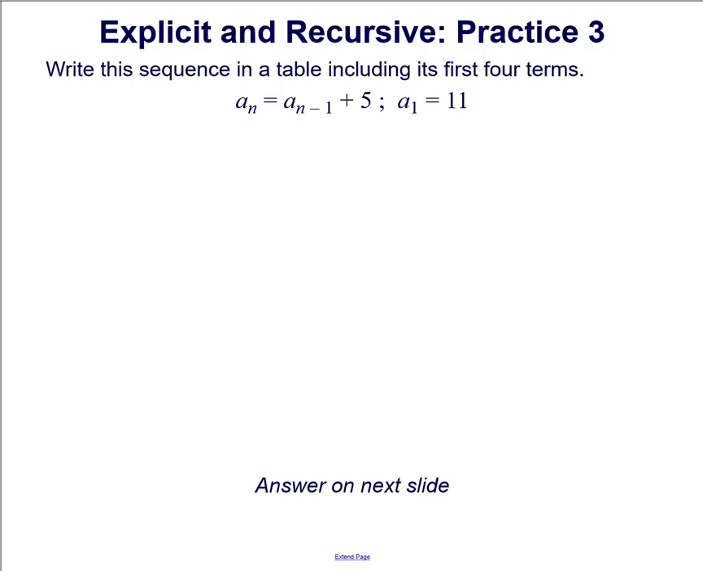Practice number 3. Write this sequence in a table, including its first 4 terms. And this actually is a recursive formula, so this time we're looking at a recursive formula. Notice the difference between a recursive formula and an explicit formula. Here we have the next term is dependent on the previous term plus 5. We're telling you that the common difference is 5, which means 5 is being added each time. And we're also telling you that the first term is 11. So pause the video, find the first 4 terms, and then resume watching the video when you have your answer.